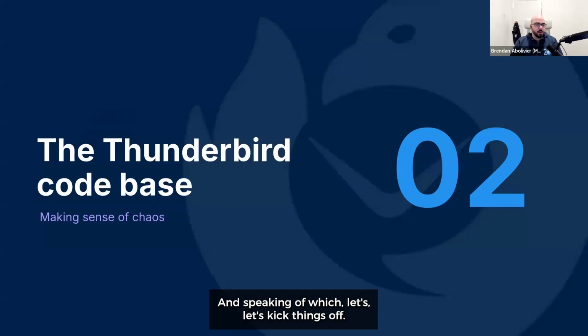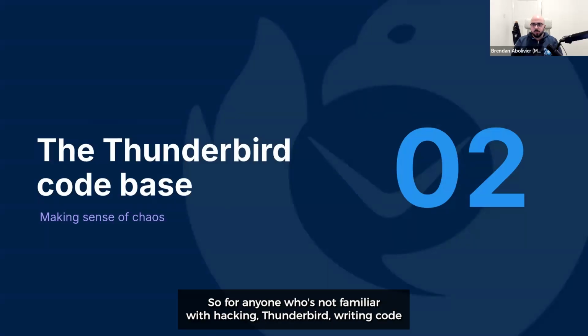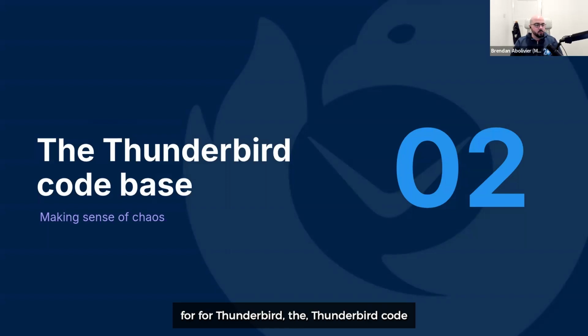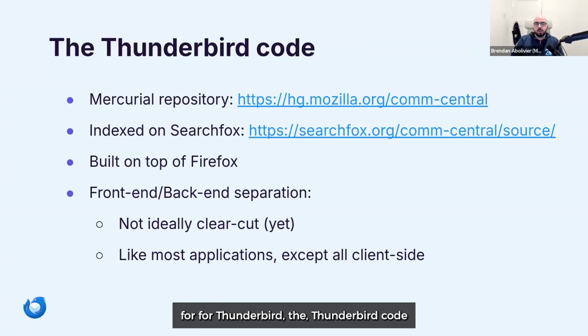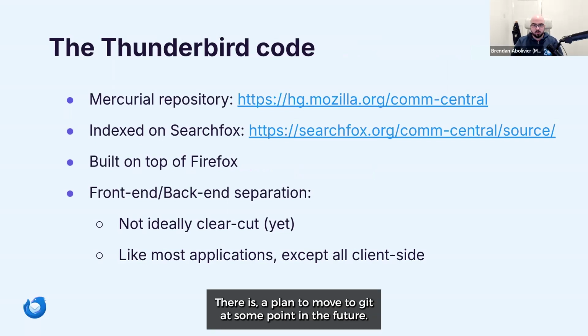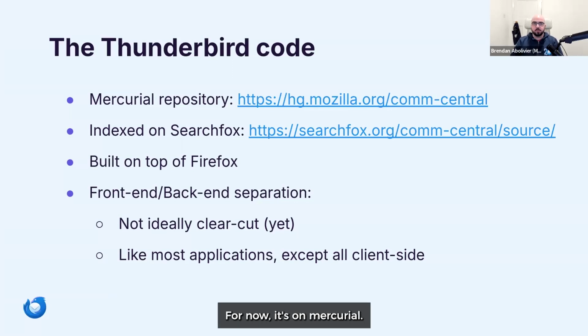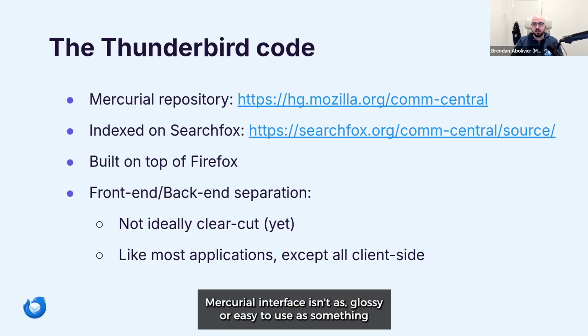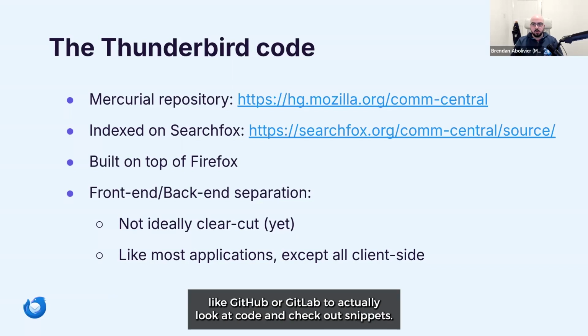And speaking of which, let's kick things off. For anyone who's not familiar with writing code for Thunderbird, the Thunderbird code lives in a Mercurial repository. There is a plan to move to Git at some point in the future. We don't know when yet. For now, it's on Mercurial. It's indexed on Searchfox because the web Mercurial interface isn't as glossy or easy to use as something like GitHub or GitLab to actually look at code and share code snippets.